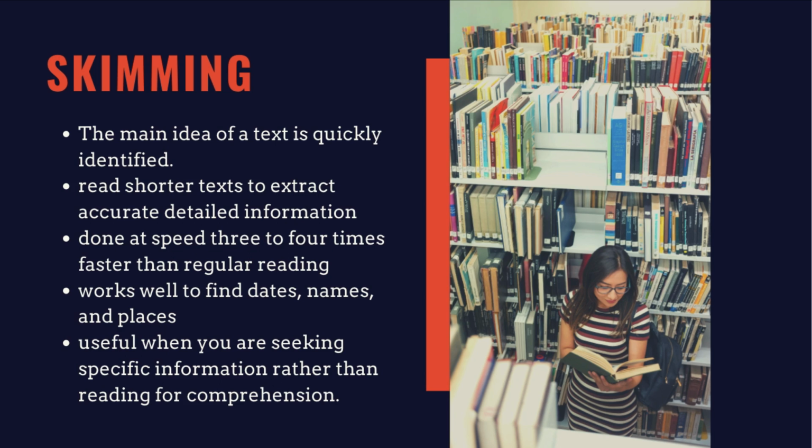Some students will read the first and last paragraphs using headings, summarizes, and other organizers as they move down the page or screen. Some might also read the title, subtitles, subheadings, and illustrations. Other people consider reading the first sentence of each paragraph. Skimming works well to find dates, names, and places, just like in the picture. It might be used to review graphs, tables, and charts. This technique is useful when you are seeking specific information rather than reading for comprehension.